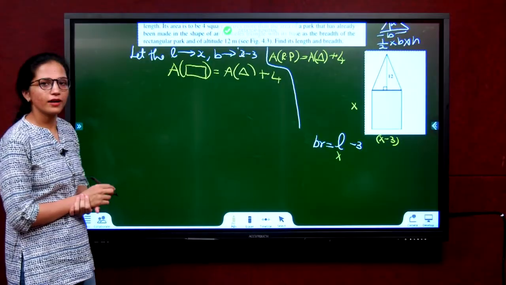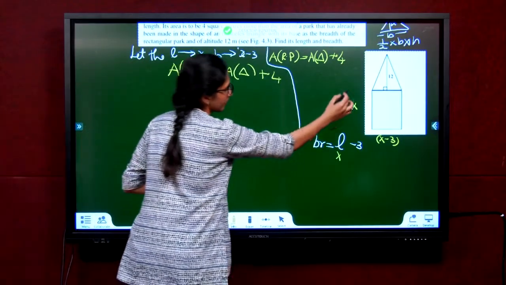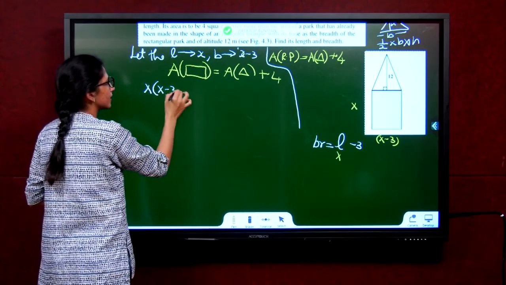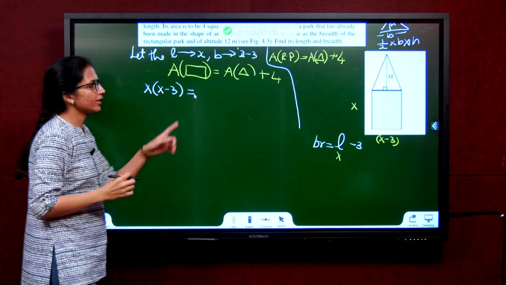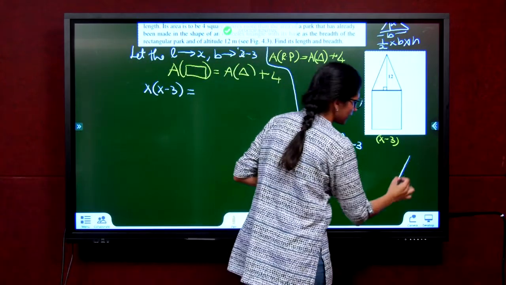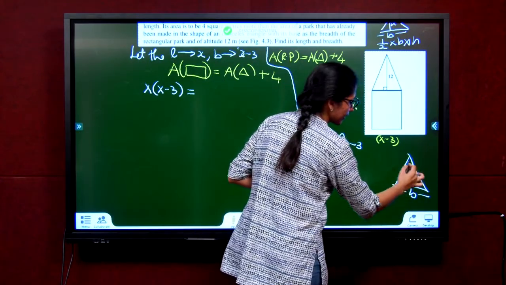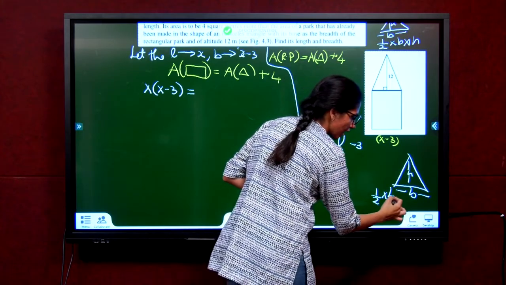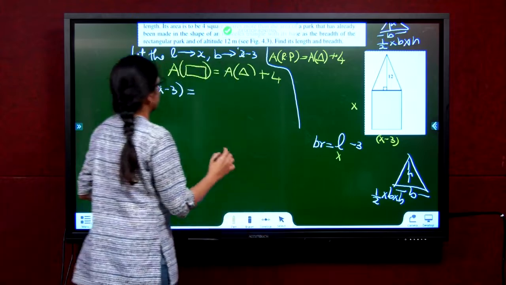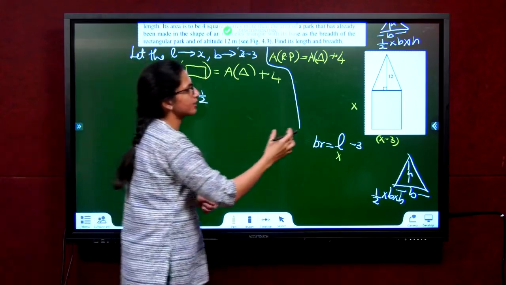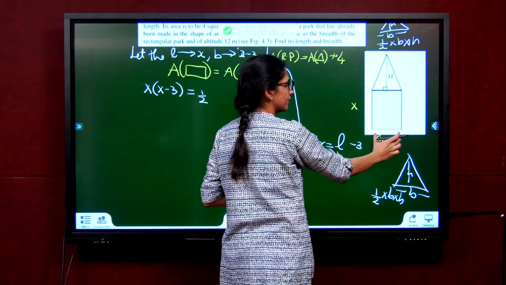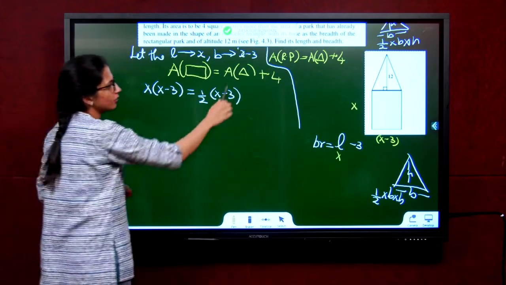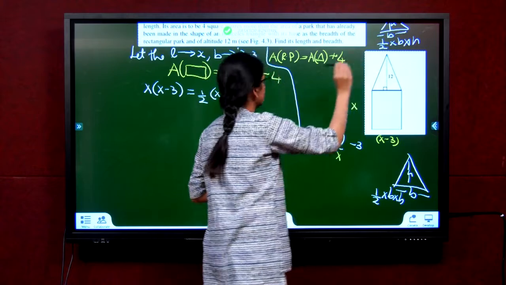Area of rectangle, how to find? Length into breadth. What is the length? x. What is the breadth? x minus 3. So x into (x minus 3) is equal to the area of the triangle. The formula: if this is a triangle and this is the base, this is the height, then the triangle area is half into base into height. So half, who is the base here? This one. This is nothing but the breadth, x minus 3. So half into (x minus 3) into the height. Who is the height? This is the height.